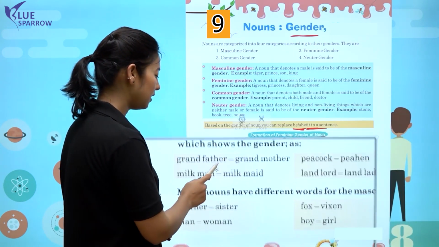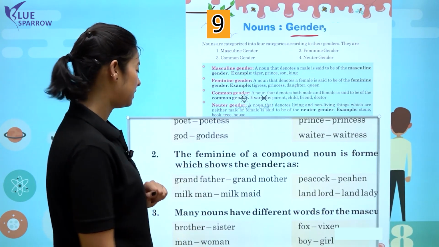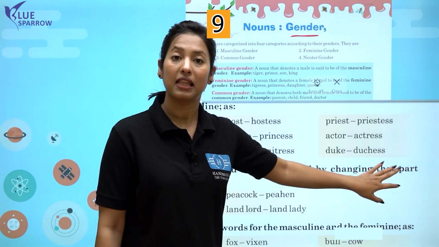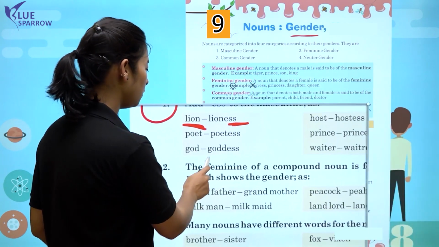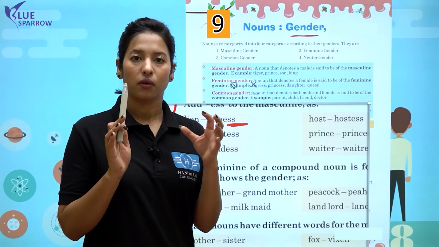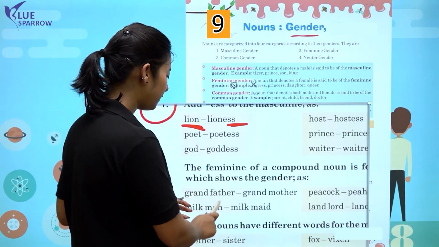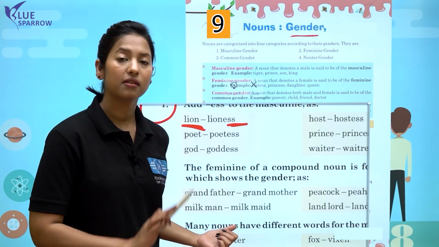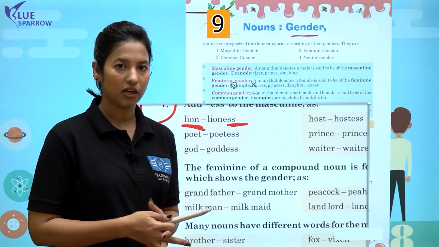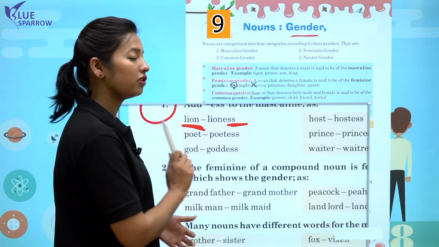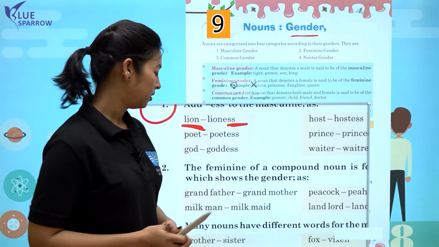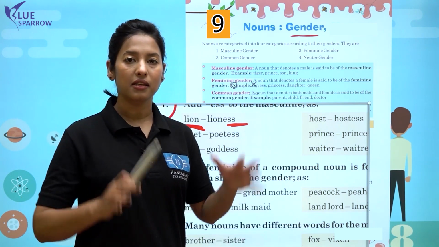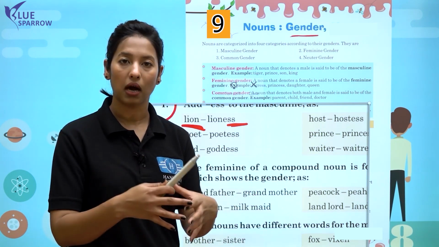Similarly, we have the second method, which says the feminine of a compound noun is formed by changing that part which shows the gender. For example, grandfather. So here, grand is the word, but the father is the gender, which is a masculine gender. So we will simply change this word into feminine gender. So grandfather will become grandmother. This is how we change a compound word.